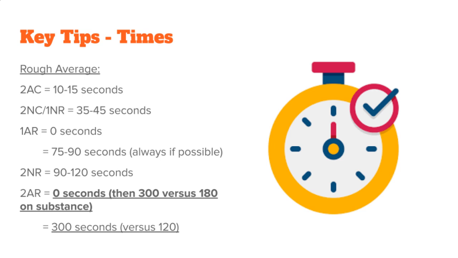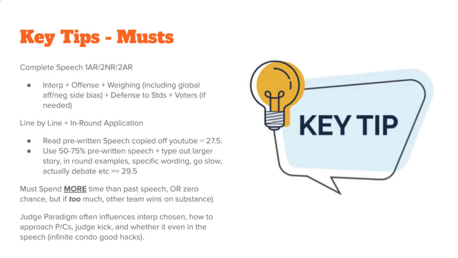There are sort of deviations, but let's talk about some key musts if you do this. Now, again, 1AR, 2NR, 2AR always have to have a complete speech. You always have to have that interp offense, weighing, and then you have to get into defense, their standards, and basic voter stuff. There needs to be keyed line-by-line in-round application for all parts. And so the key test is if you have pre-written blocks in later speeches, 2NR, 2AR. If a majority of that speech is pre-written, the judge is probably not paying attention. You're mumbling through it. You're not going to go so well.